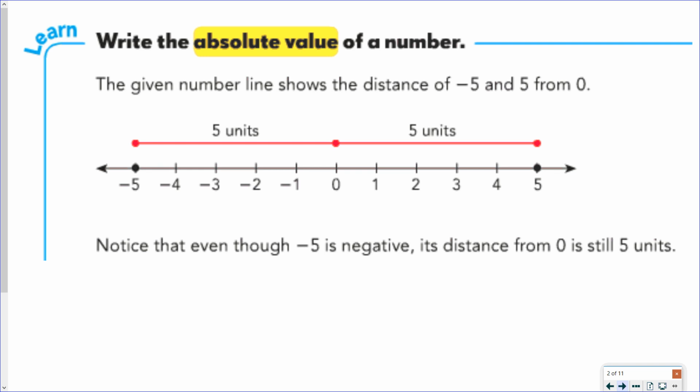So absolute value is a number's distance from zero, and you can see in our example here we have a number line, and if you look at both -5 and 5, they're both 5 units away from zero. So even though that -5 is a negative number, if you were to go from 0 to -5, you're still moving 5 places away, which is the same as the distance from 0 to 5.